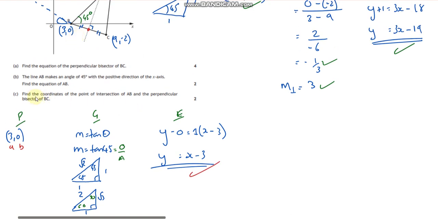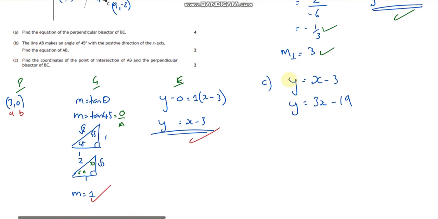Yeah, and the last bit, find the coordinates of the point of intersection of AB and the perpendicular bisector of BC. So now it wants you to find where these two lines are meeting. So to do that, you need to write down your 2 equations, okay, and then you're going to use simultaneous equations. So right away, I've got the same number of y's, so I don't need to change them. So I call that A and I call that B. I think if I do B take away A, that will be sufficient.